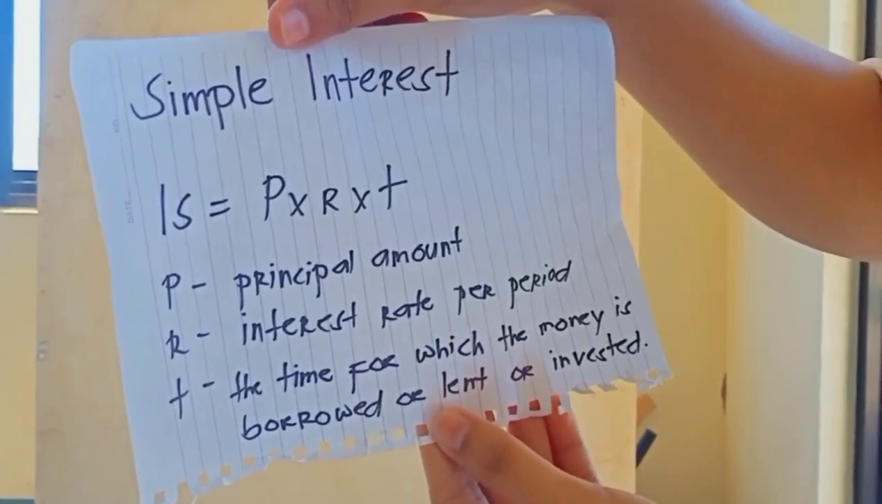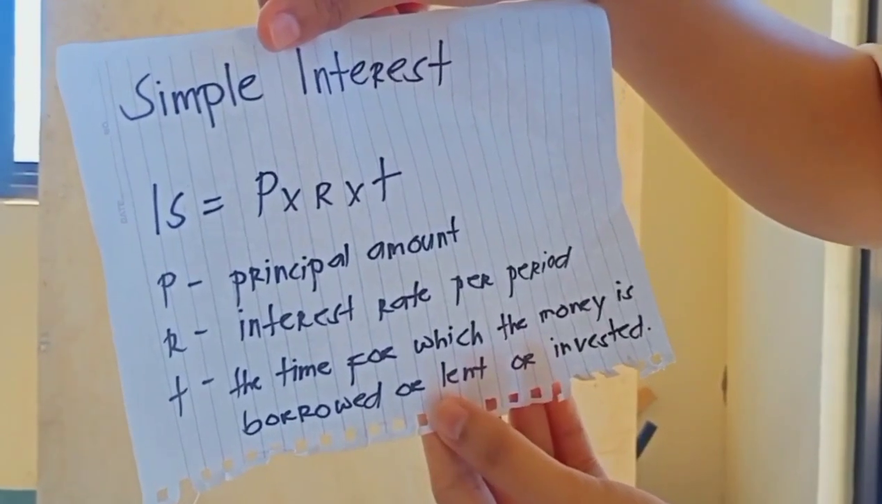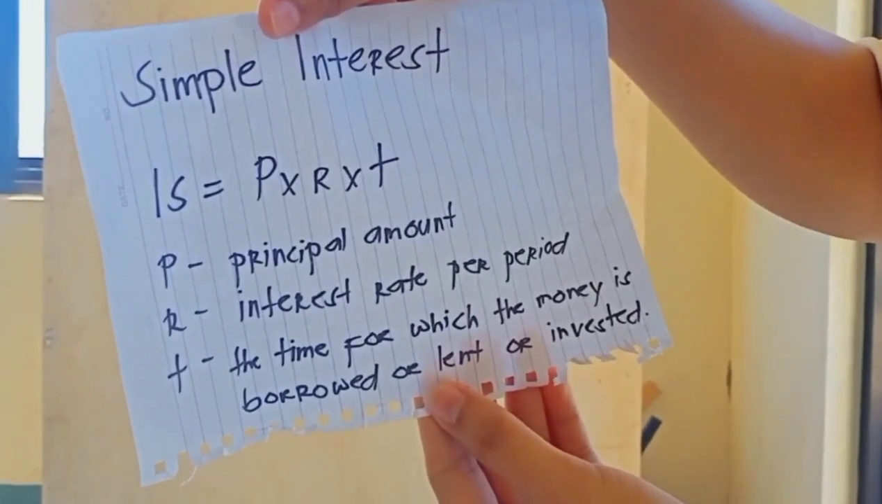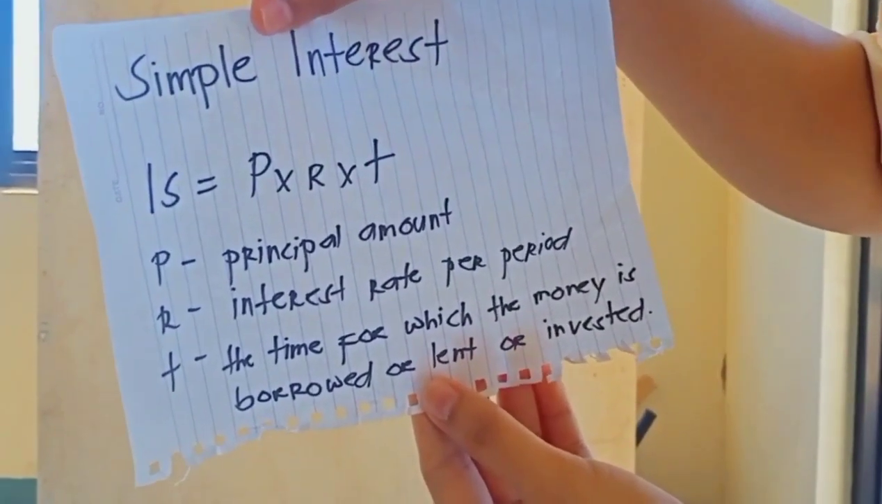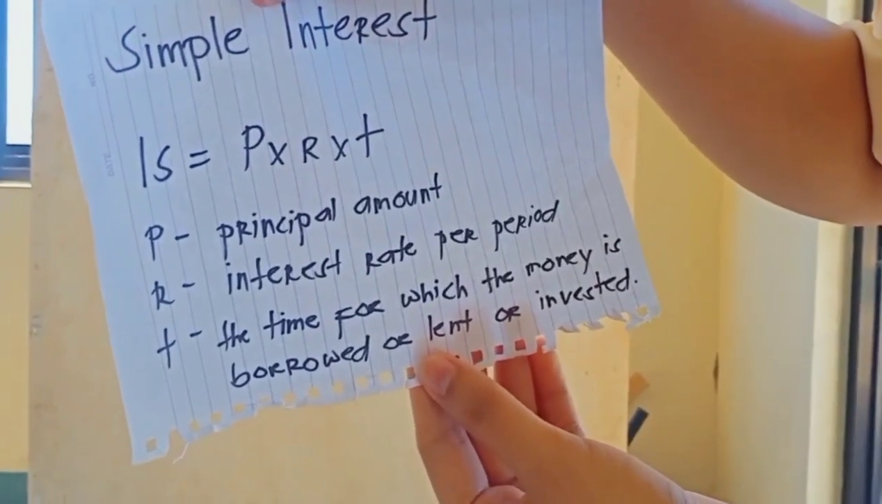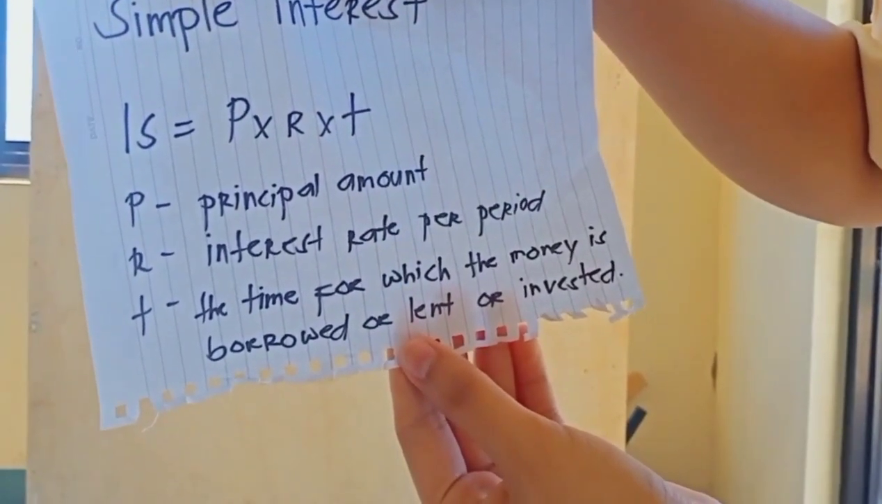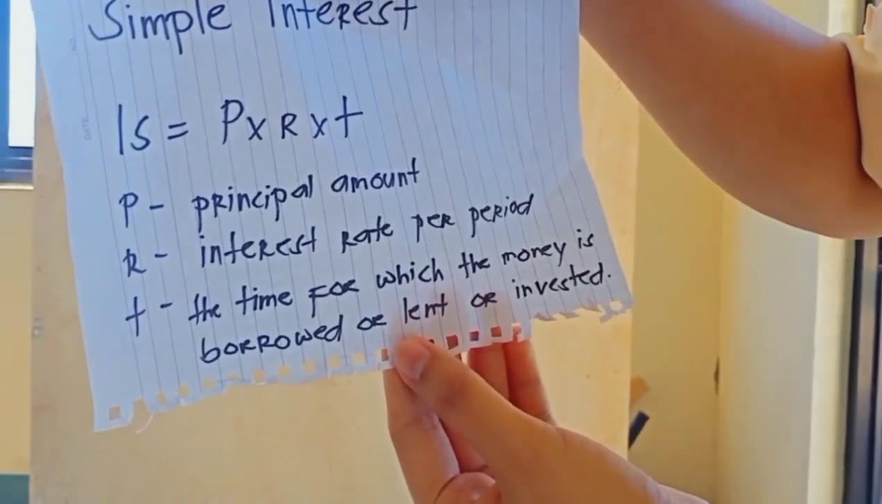The formula of simple interest is P times R times T. P stands for the principal amount, R is the interest rate per period, and T is the time for which the money is borrowed or lent or invested. Example of simple interest.